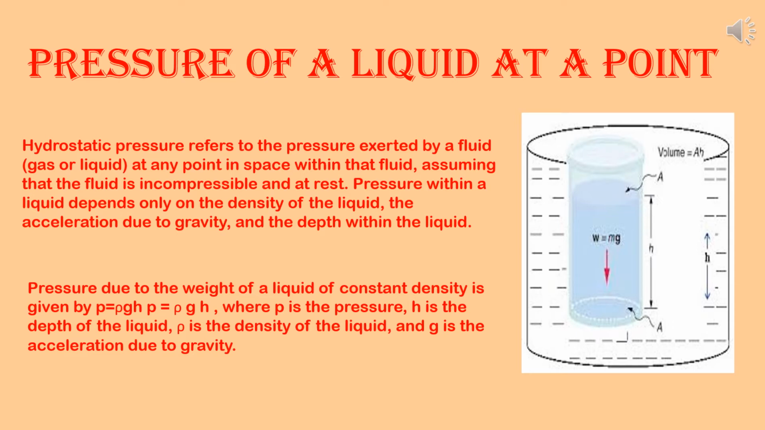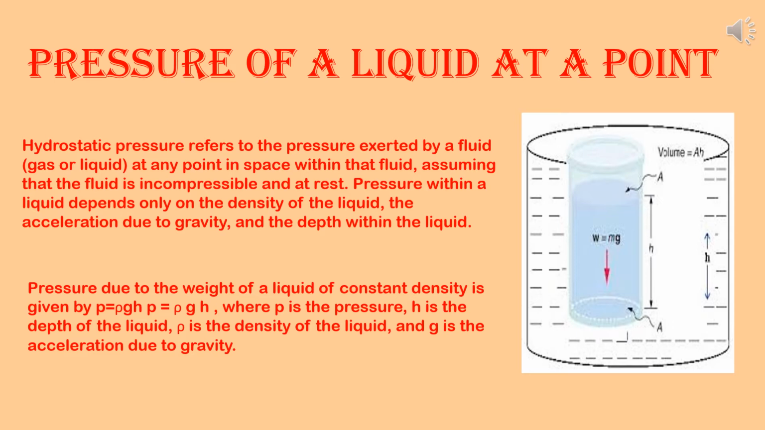So pressure due to the weight of a liquid of constant density is given by P is equal to rho into g into h, where P is the pressure, h is the depth of the liquid, rho is the density of the liquid, and g is the acceleration due to gravity. Now see the diagram. Pressure of a liquid at a point has been shown. Weight is equal to m into g, and h is the depth, and A is the area of cross section. So I'm telling you how it is coming.